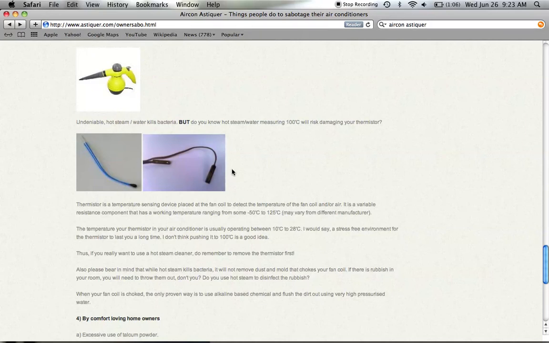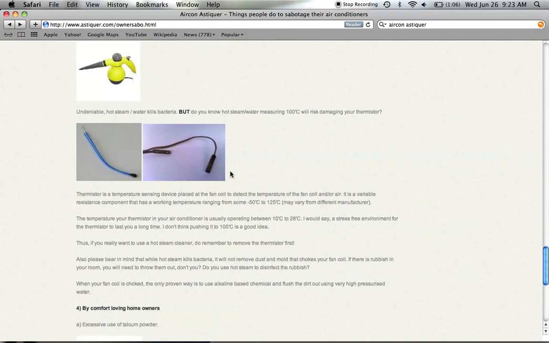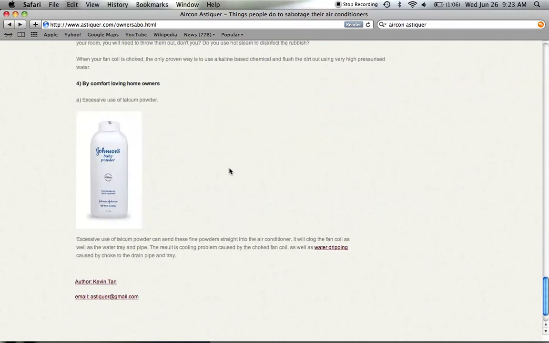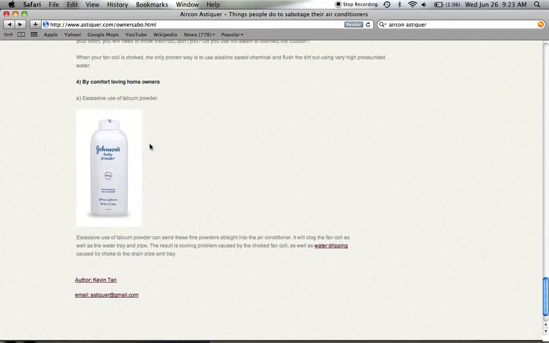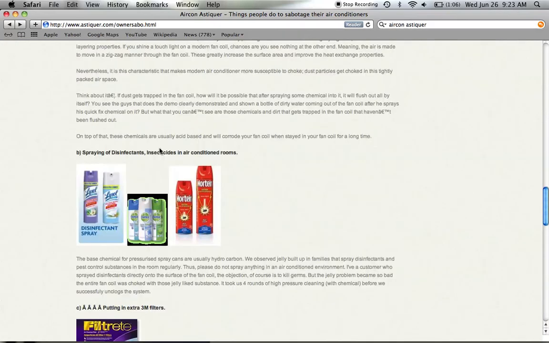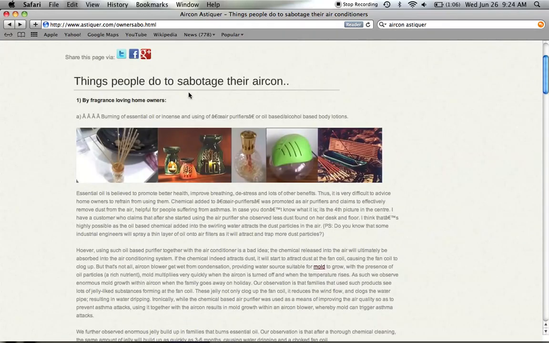So that's the part I've covered on things people do to sabotage your aircon. If you like to use powder in your room, this fine powder is going to clog your fan coil. So these are some of the common things people do to sabotage their aircon.